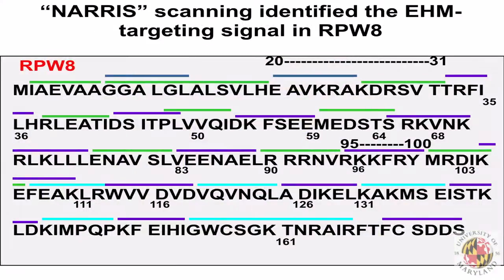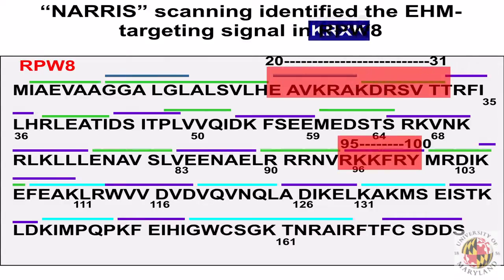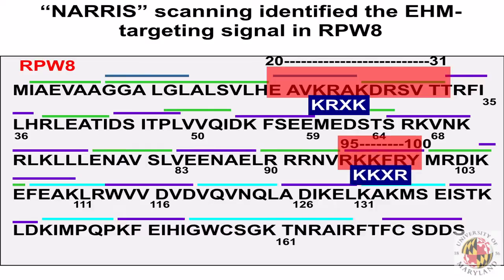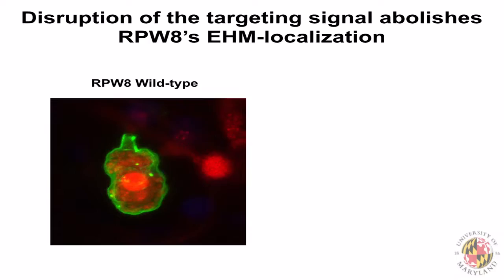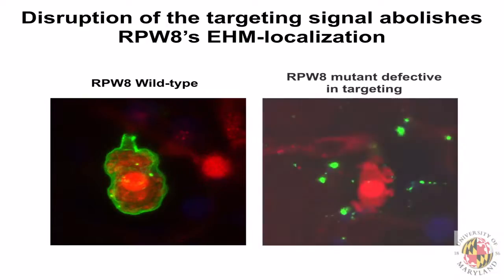Conceivably, the RPW8 protein must contain a guidance signal for EHM-specific localization. Indeed, mutational analyses identified 2 regions with the same basic residue-enriched motif, arginine or lysine, any amino acid, and arginine or lysine, to be essential for EHM targeting. Thus, this short motif may represent the zip code to the EHM. Disruption of these 2 targeting signals can abolish EHM targeting of RPW8 and its mediated resistance to powdery mildew.